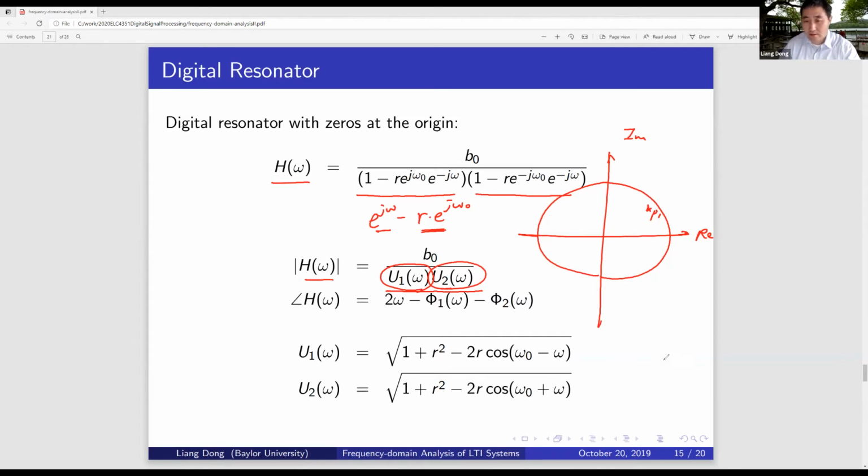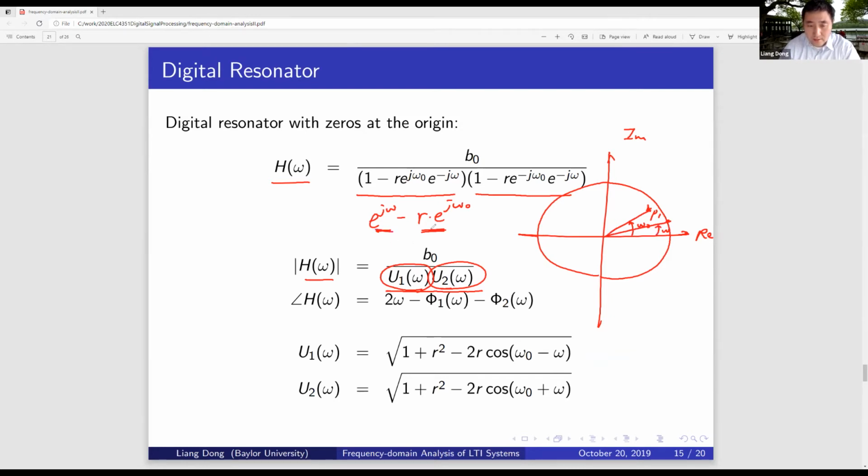This part is your frequency, omega. So that is the unit circle. As omega changes, I travel around the unit circle. Let's say I have a point here, so that is omega 0. I got a point here. From here to here, this is omega.